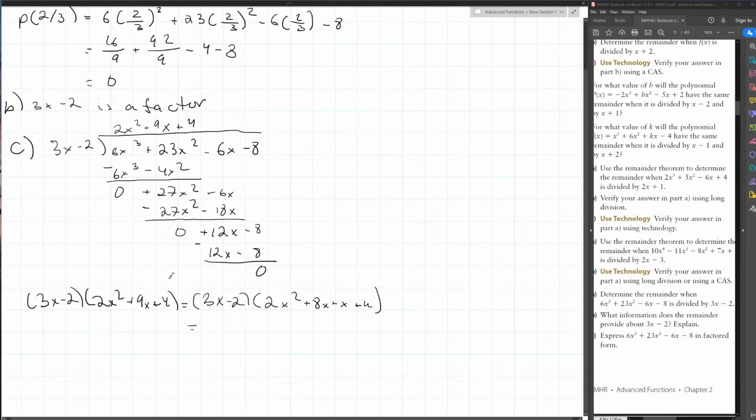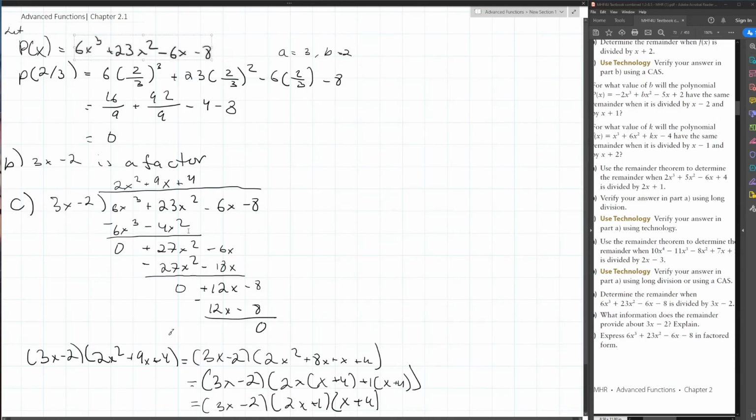This, of course, is equal to 3x minus 2, and then we move the 2x out, minus, we're left over with an x, and we are left over with a 4, and this is also plus 1, x plus 4. So now we have our full factored form, 3x minus 2, then we put these together, 2x plus 1, x plus 4. That is our full factored form of this function.